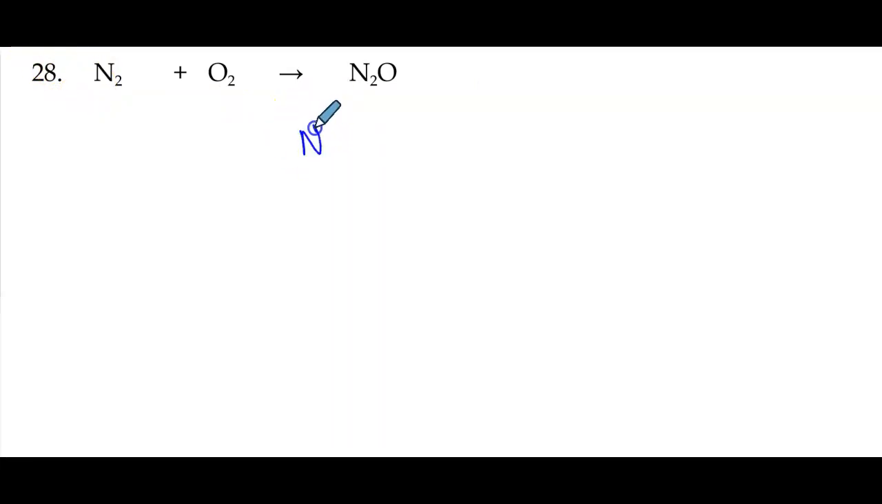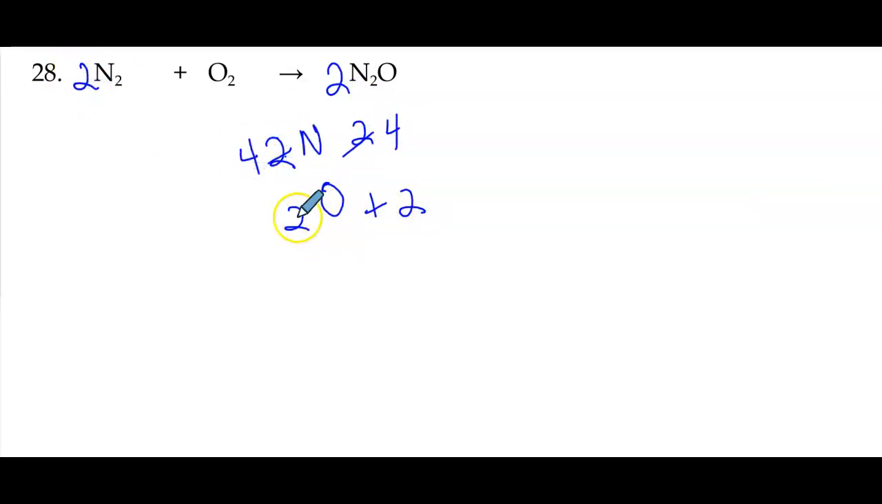Okay, here we have no polyatomics, so we're going to list our atoms. We have 2 N's here and 2 O's, 2 N's and 1 O. So we're going to put a 2 here, which makes my N on this side go to 4 and my O's go to 2. So I've got to fix my N's on this side by putting a 2 there. I have 4, 4, 2, 2, and it's balanced as a 2, 1, 2.